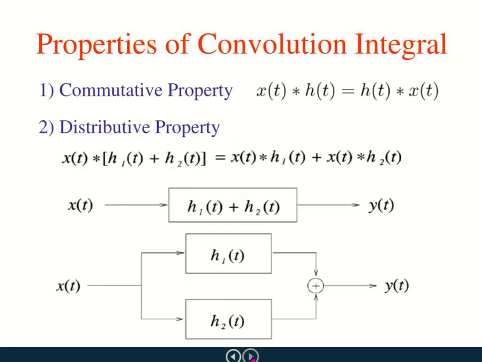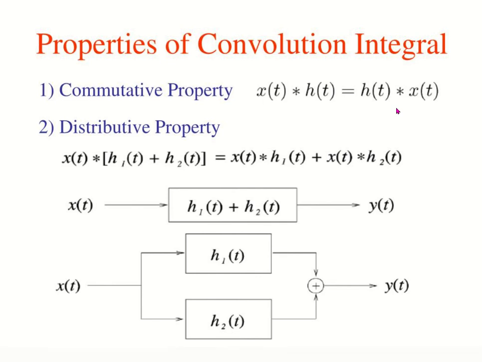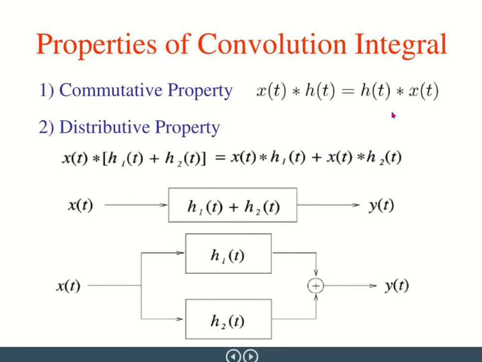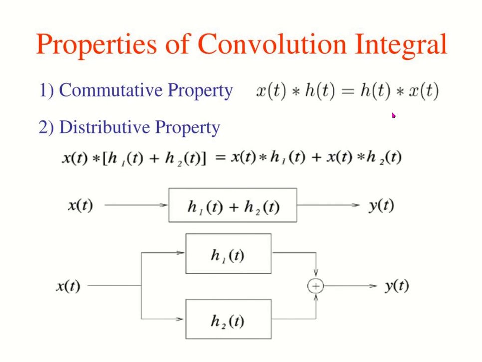So skipping all this and moving on towards the properties. Properties of convolution and integral. One of which is the commutative property, which says that x convolved with h is equal to h convolved with x. So they are always going to result in the same answer. It's immaterial whether you flip h or flip x, they will result in the same y.